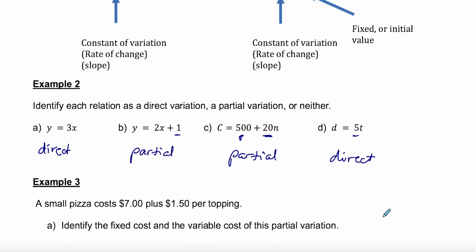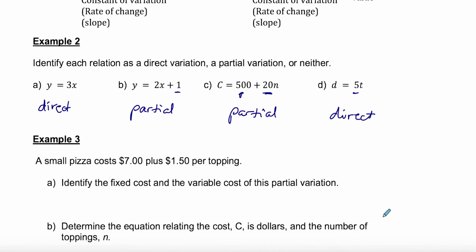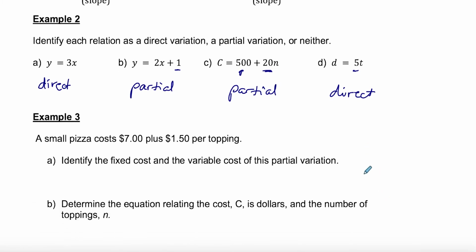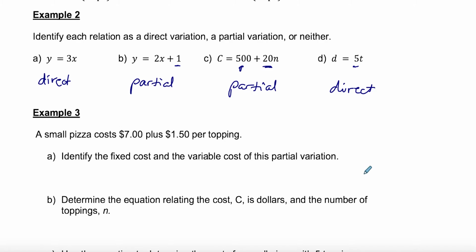So example 3, a small pizza costs $7 plus $1.50 per topping. So this is something that we could graph, but identify the fixed cost and the variable cost. So the fixed cost, how much does the pizza cost no matter what? So the pizza costs $7. That's just for the pizza. And then it's $1.50 per topping. So anything that is per topping, per one topping, that is our unit rate.